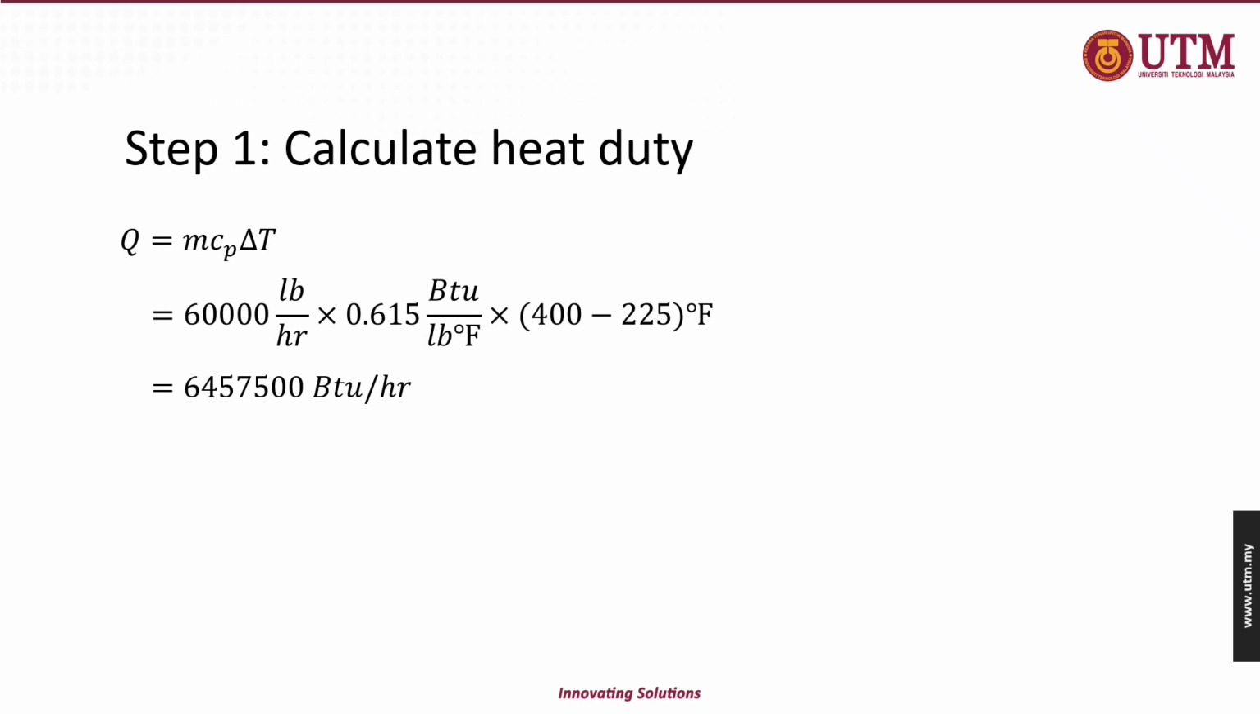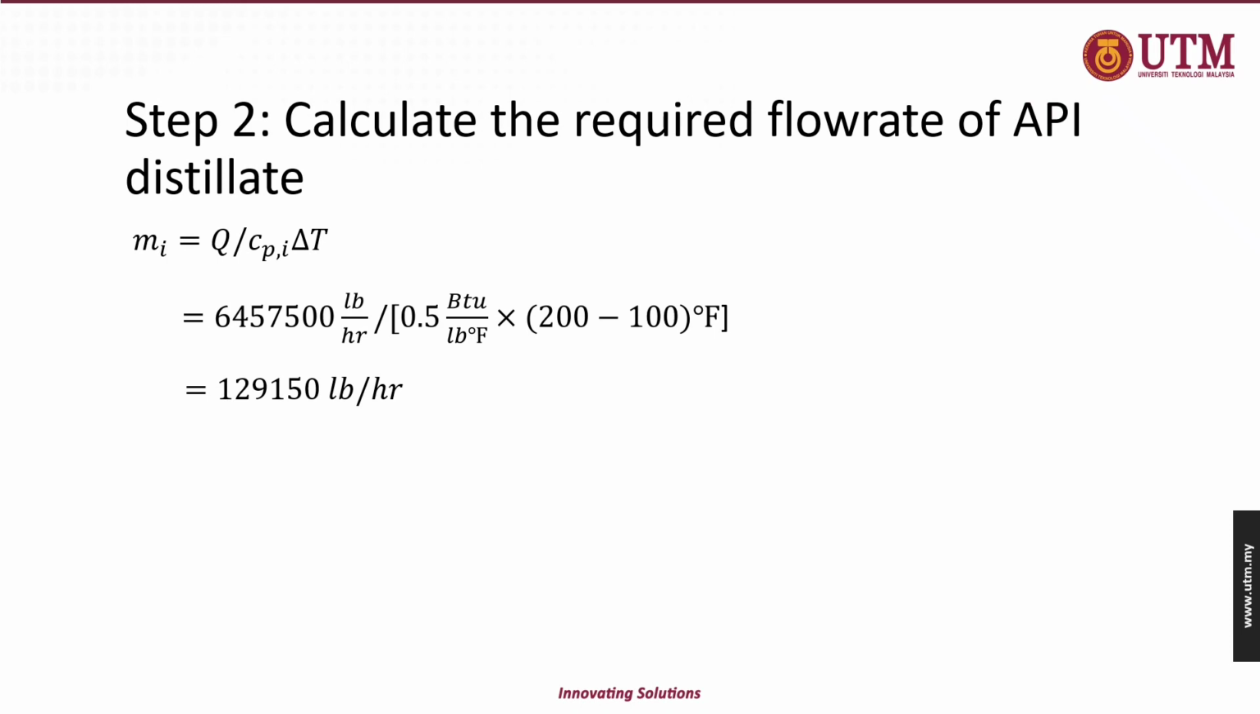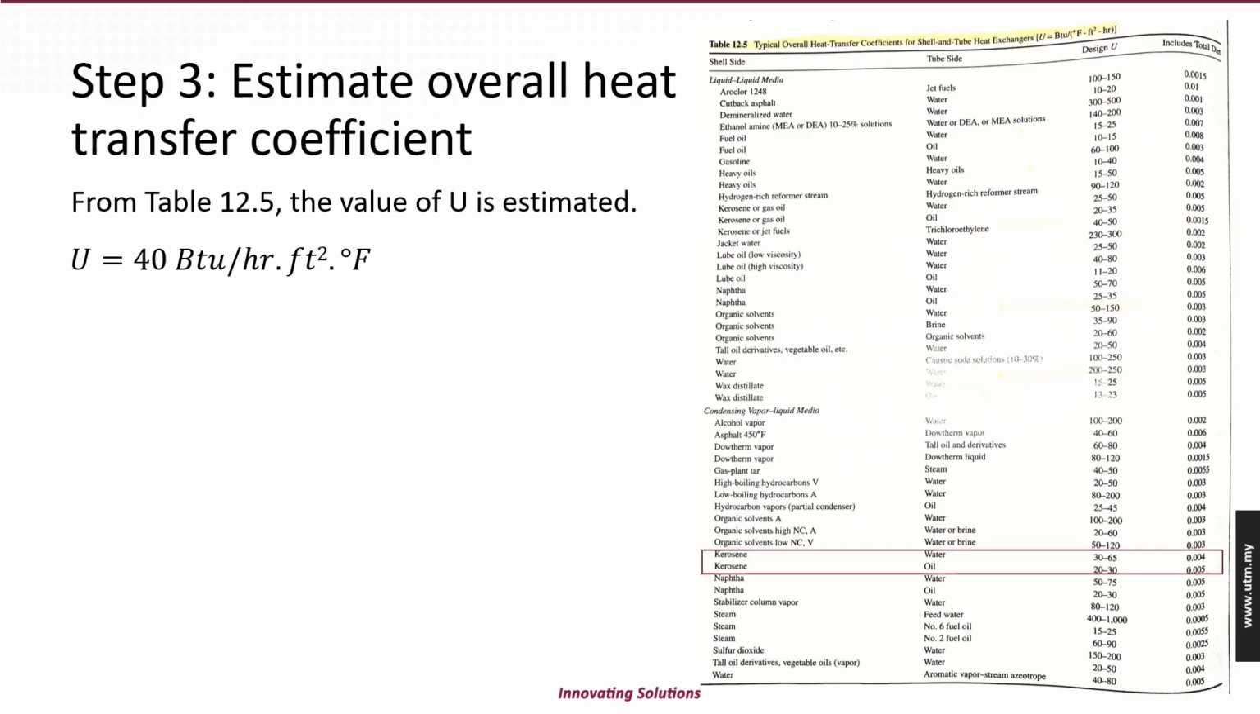Now for calculation, step 1 is to calculate heat duty by using the formula Q equals m Cp delta T, and we get 6,457,500 BTU per hour. Step 2 is to calculate the required mass flow rate of API distillate using the formula mass flow rate equals Q over Cp delta T, and we get 129,150 pounds per hour.